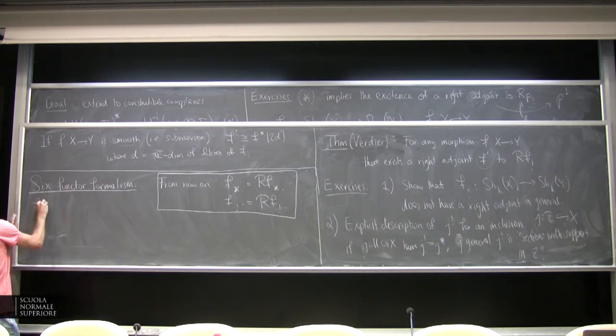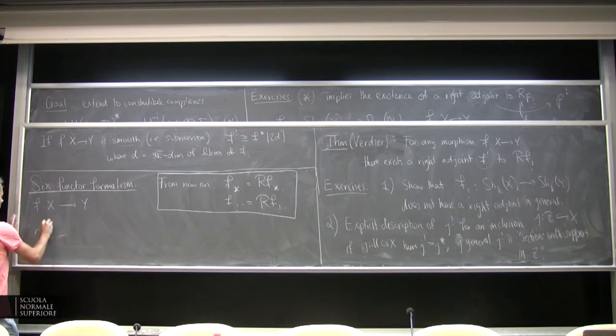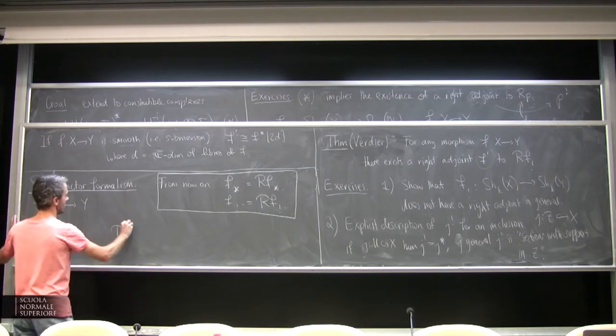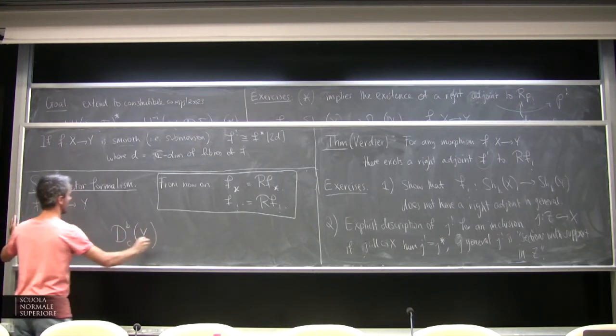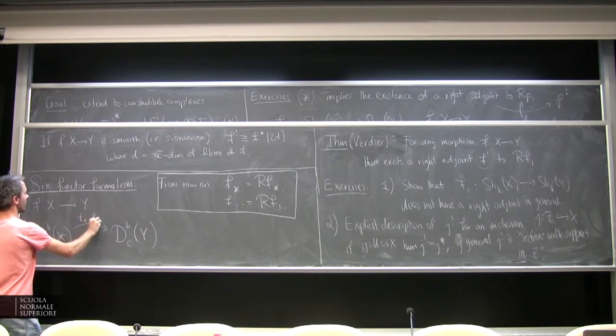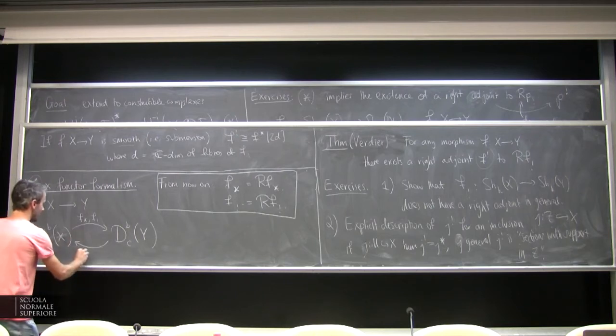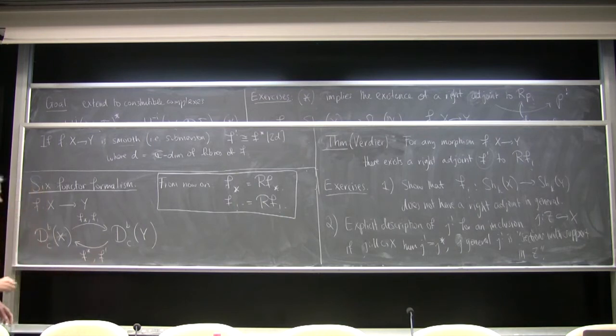And so let's say that we have a map f from X to Y. So we have two functors in this direction, f lower star, f lower shriek. And we have two functors back in this direction, f upper star, f upper shriek that we just saw, the theorem that this thing exists.